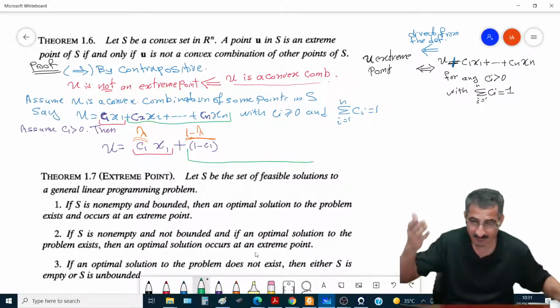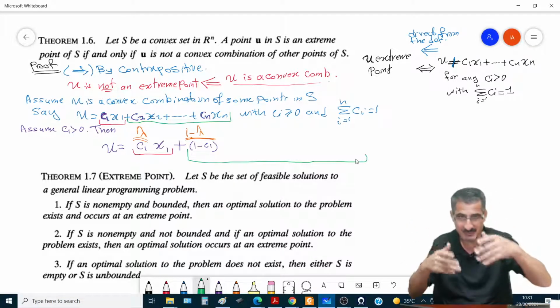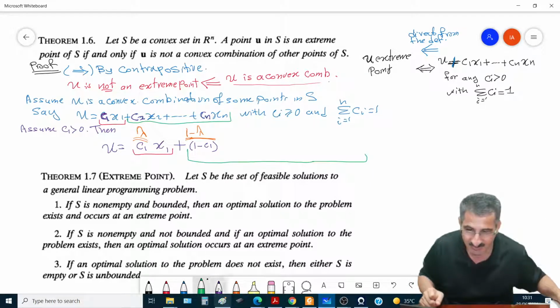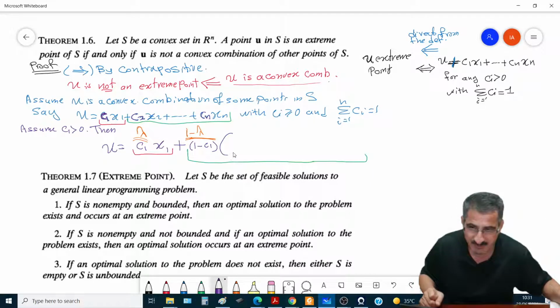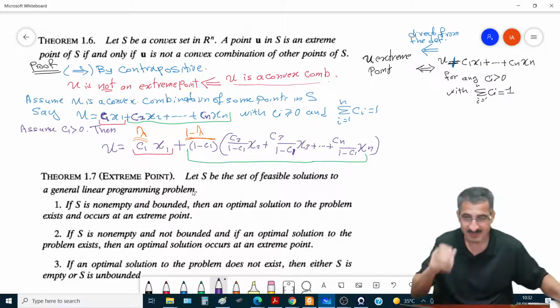Take the term underlined in green and rewrite it so that it is 1 minus C1 multiplied by something. I think you can guess this will be C2 over 1 minus C1 times x2, plus C3 over 1 minus C1 times x3, and then we keep going until Cn over 1 minus C1 times xn. Good. So I got this.